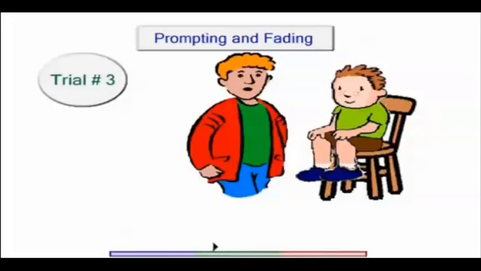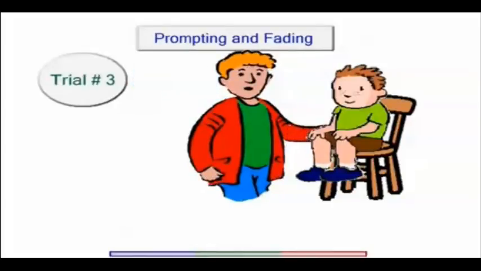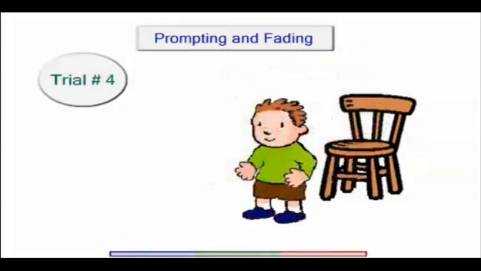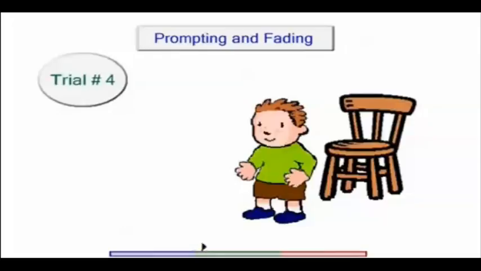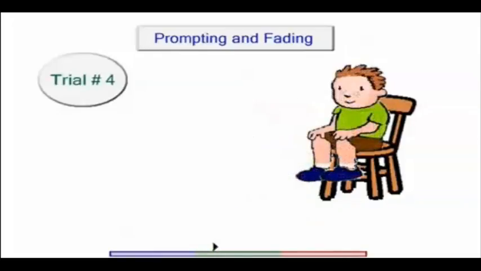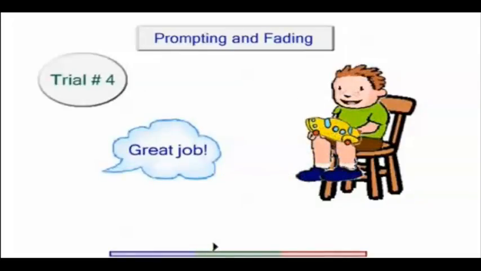Johnny responds correctly, and the therapist provides social praise, a mild reinforcer. Finally, the therapist helps Johnny to stand up and then repeats the SD a fourth time, giving Johnny an opportunity to respond correctly with no prompt. Johnny does, and the therapist provides the stronger reinforcer of praise and a few seconds of play with one of his favorite toys.